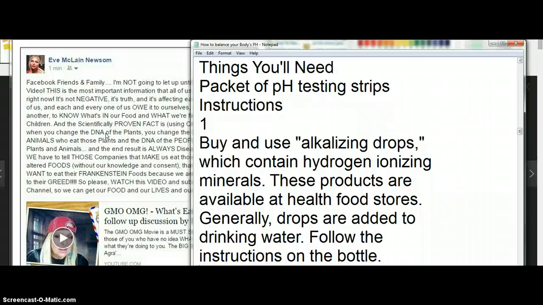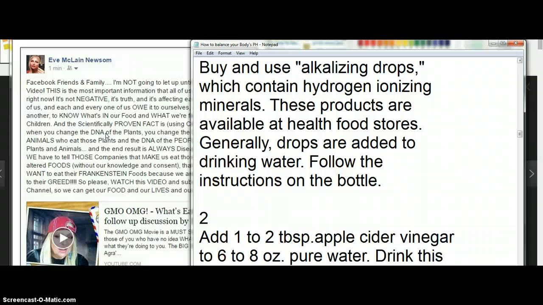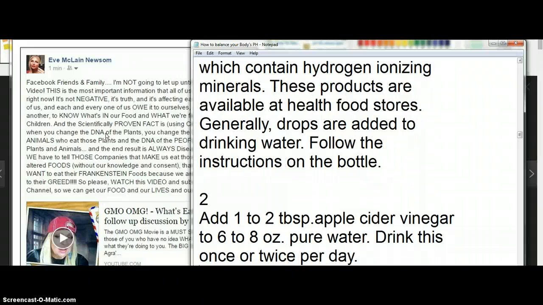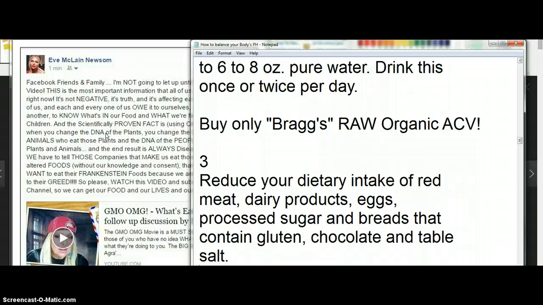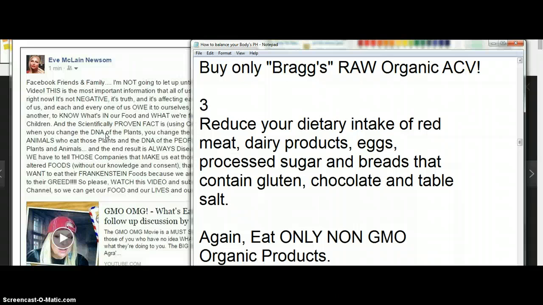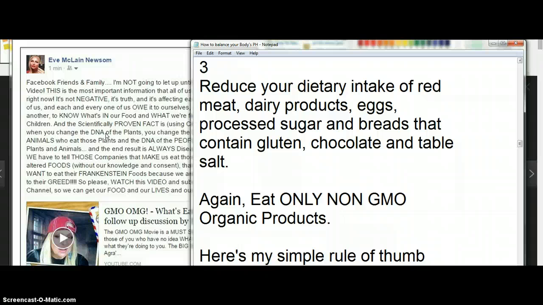Things you'll need: a packet of pH testing strips. Instructions: buy and use alkalizing drops, which contain hydrogen ionizing minerals. These products are available at health food stores. Generally, drops are added to drinking water. Follow the instructions on the bottle. Add 1 to 2 tablespoons of apple cider vinegar to 6 to 8 ounces of pure water. Drink this once or twice per day. The apple cider vinegar should be raw and organic, so buy only Bragg's raw organic apple cider vinegar.